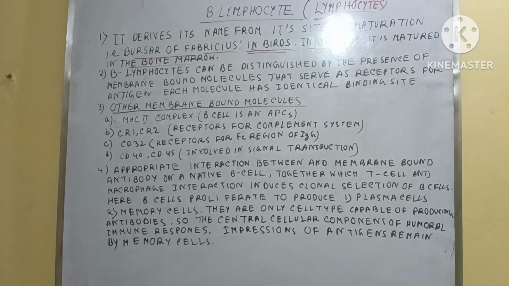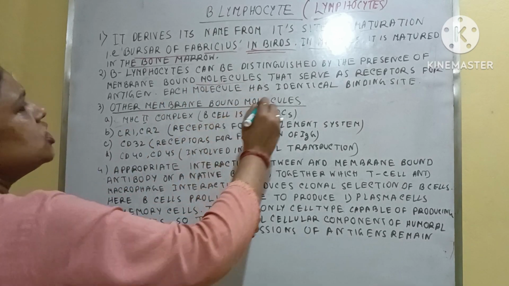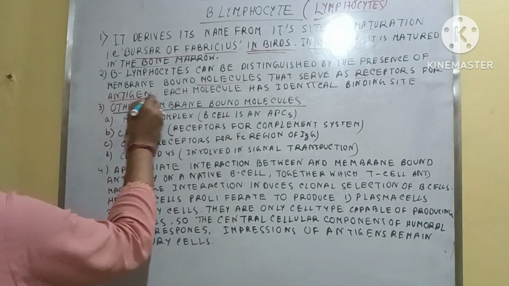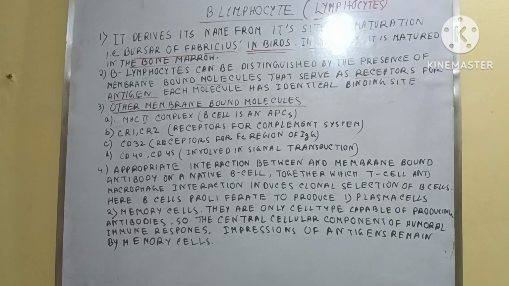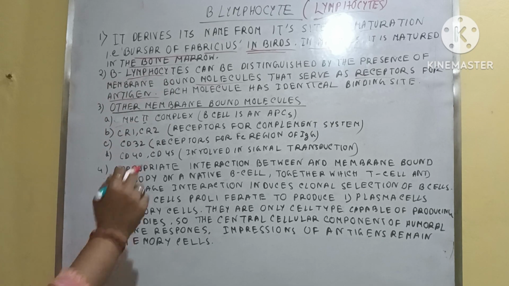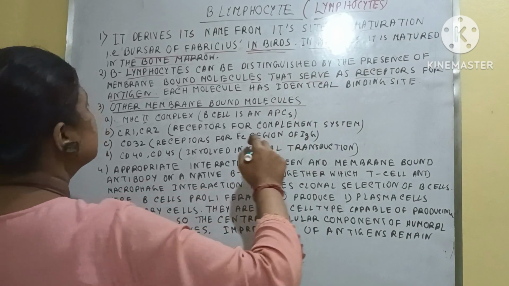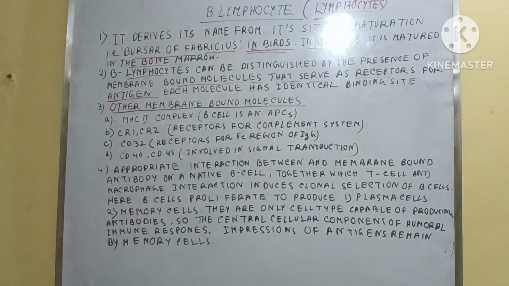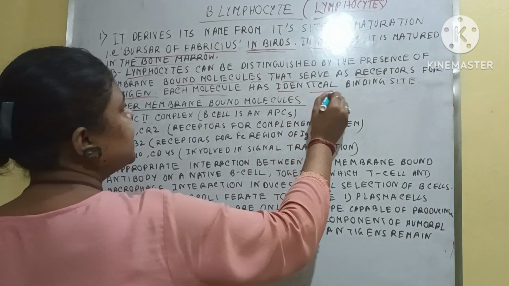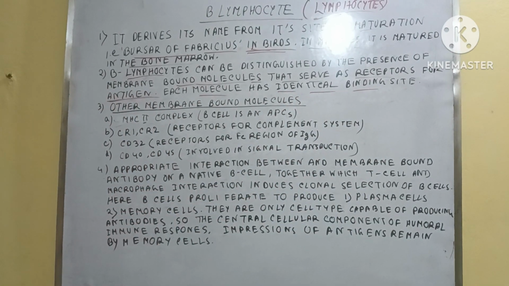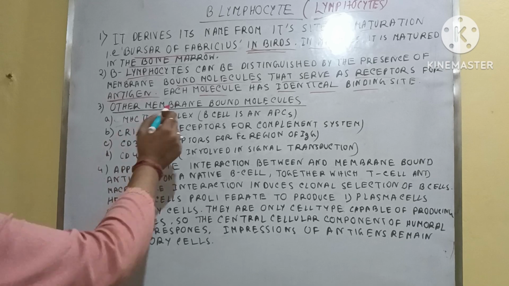These B lymphocytes have many membrane bound molecules. These molecules serve as the receptors for the antigen. So what I am saying here is that B lymphocytes have many membrane bound molecules that serve as the receptors for the antigen. And each molecule has an identical binding site. Clear? That means each molecule is separate from the other molecules.